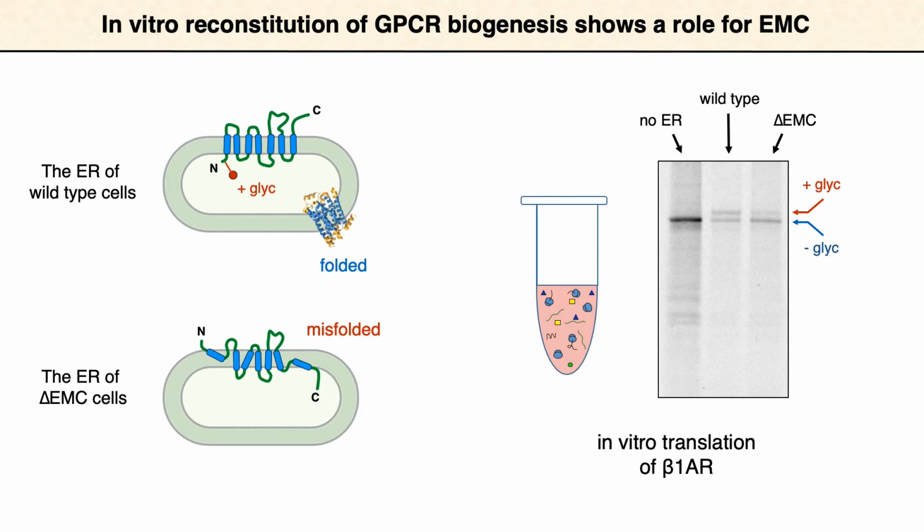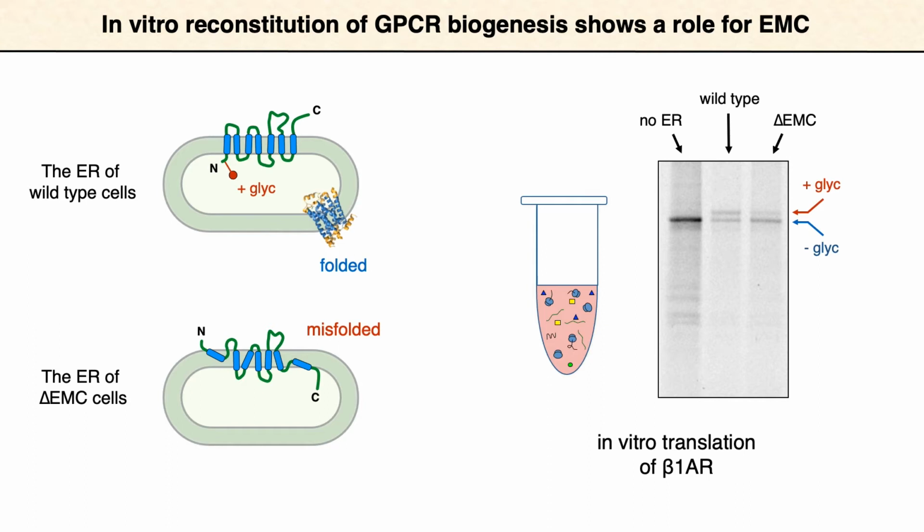And we know that we're getting insertion for a few reasons. The first is we get this glycosylation here. Glycosylation occurs in the lumen of the endoplasmic reticulum, and we know that the glycosylation site of the beta-1 adrenergic receptor is on the N-terminus. Additionally, we can use ligand binding assays to determine that this protein is properly folded. And I should point out that we know essentially the entire proportion of this glycosylated population is actually folded. Now, what happens if we take away EMC?